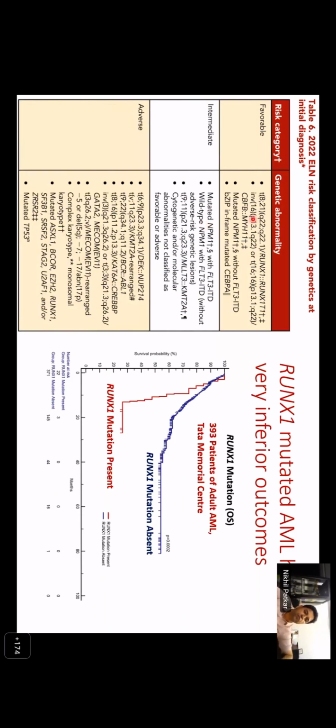How do we prognosticate AML? For that, I would like to refer you to the ELN risk stratification. Any patient with FLT3, irrespective of the allelic ratio, comes in intermediate prognosis. Any patient who has mutations in TP53, RUNX1, or in the 8 genes that are associated with myelodysplasia-related changes comes in adverse risk.